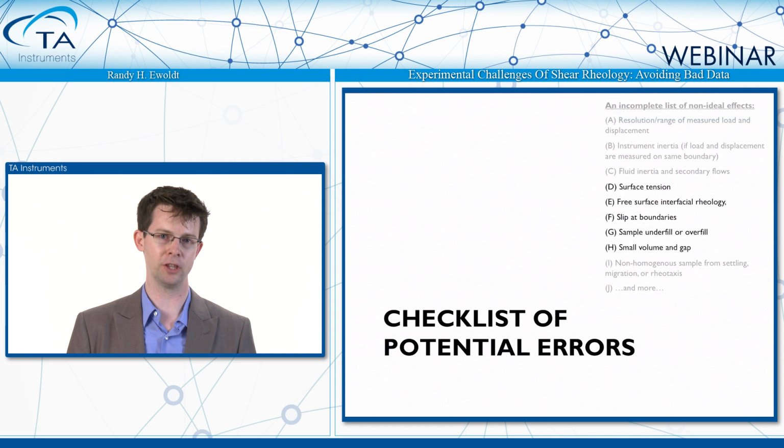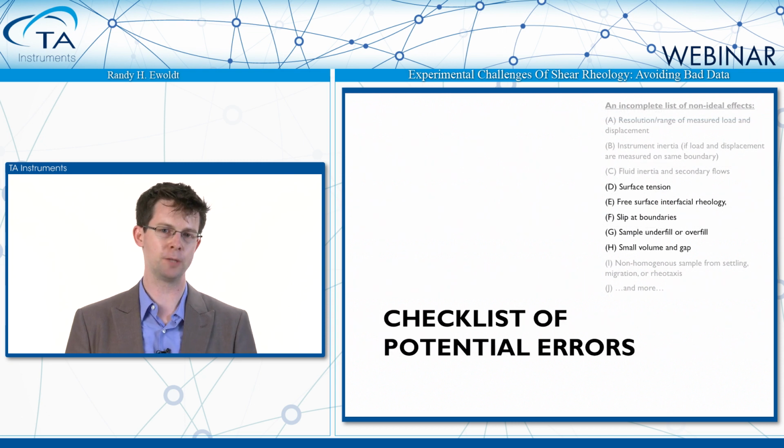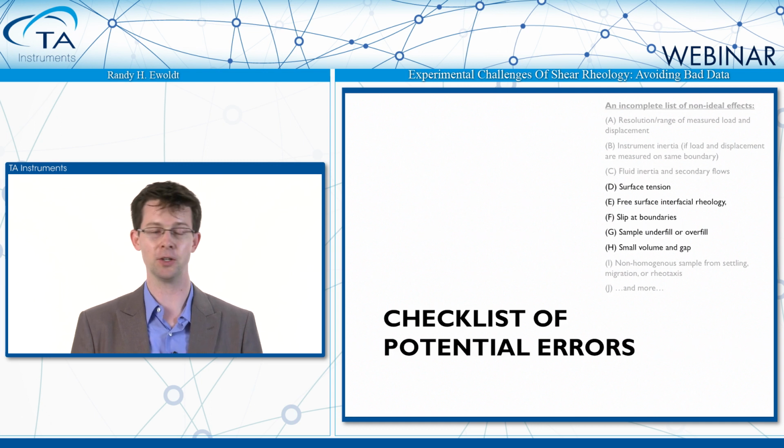So let's check back in with the checklists. So those first few we spent a great deal of time on because they're important. There are several experimental limits you can co-plot directly onto data, but we maybe haven't even gotten to your favorite reason for having bad data. We haven't, for example, gotten to the slip at the boundaries, which is one of my personal favorites.